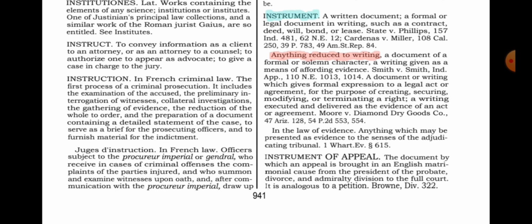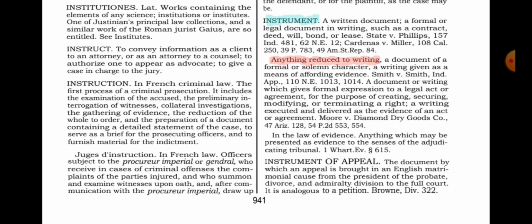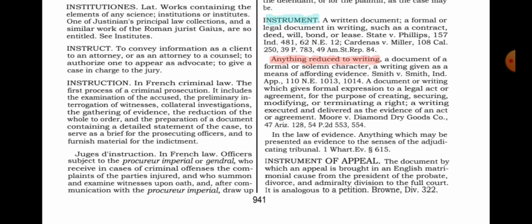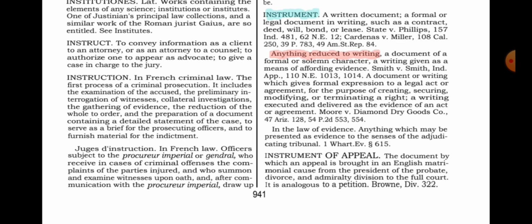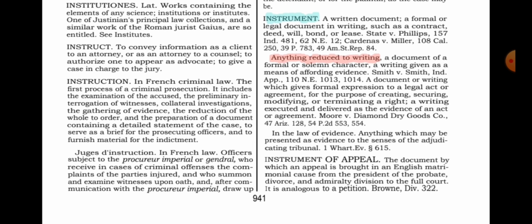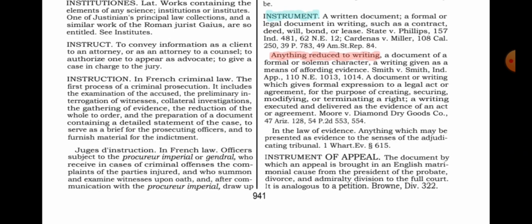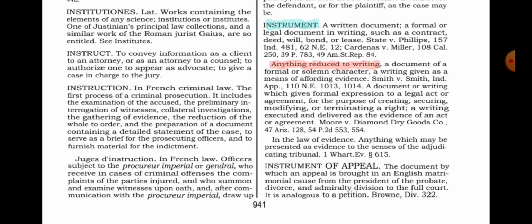But let's continue. It states what? A writing executed and delivered as evidence of an act or an agreement, okay? And it's just that simple, guys. But let's go down to the last paragraph where it states, in the law of evidence, anything which may be presented as evidence to the senses of the adjudicating tribunal. And it's just that simple, guys.